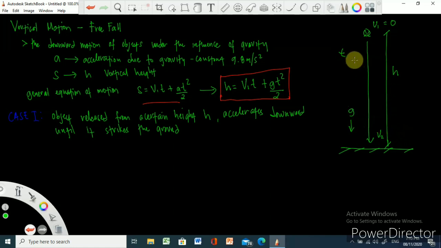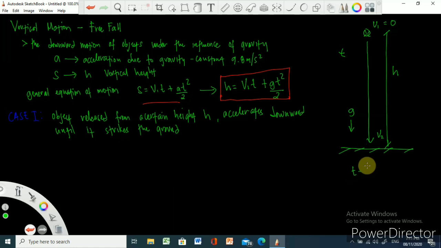So, ito yung mga quantities na pwede nating hanapin. Right? So, time, how long it will stay in the air. Height, gaano kataas yung pinagbagsakan niya. And then, final velocity. Yung velocity niya, how fast it is moving right before it strikes the ground. Okay? So yun yung mga quantities na pwede nating masolve.